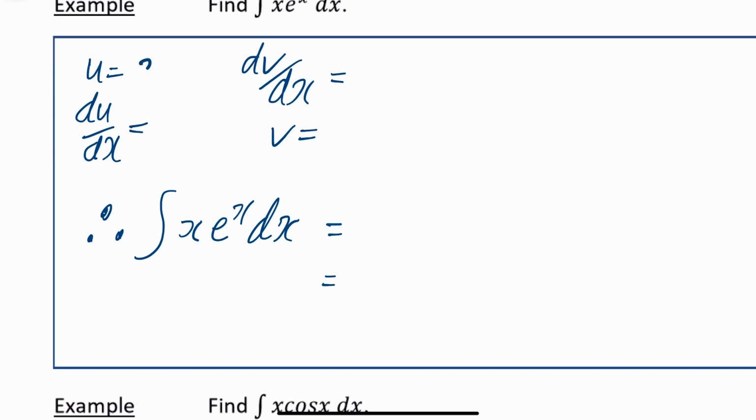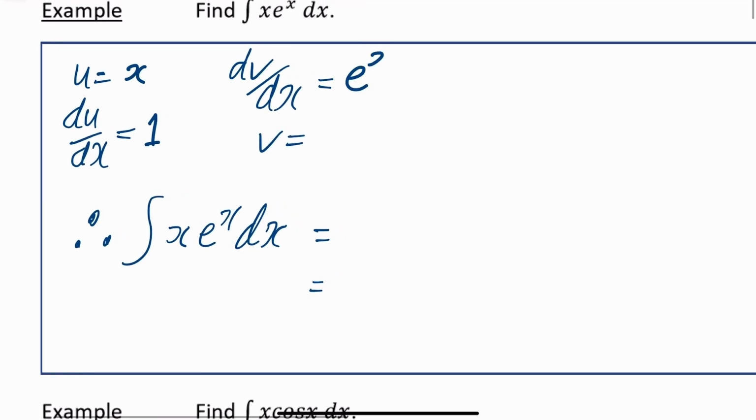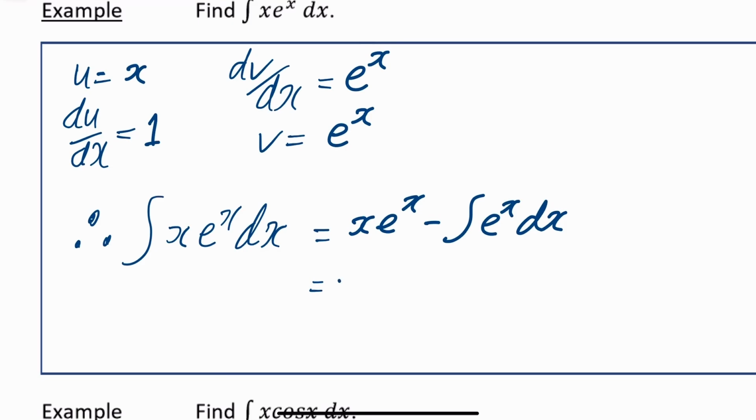So for example here, you would make your u equal to your x such that du by dx is equal to just 1. And your dv by dx is e to the x, and if you integrate e to the x, you just get e to the x. So the integral of x e to the x is going to be uv, so x times e to the x, minus the integral of v times du, so that's just e to the x times 1, integrated with respect to x. That's going to be x e to the x minus e to the x, and remember plus c, your constant of integration.